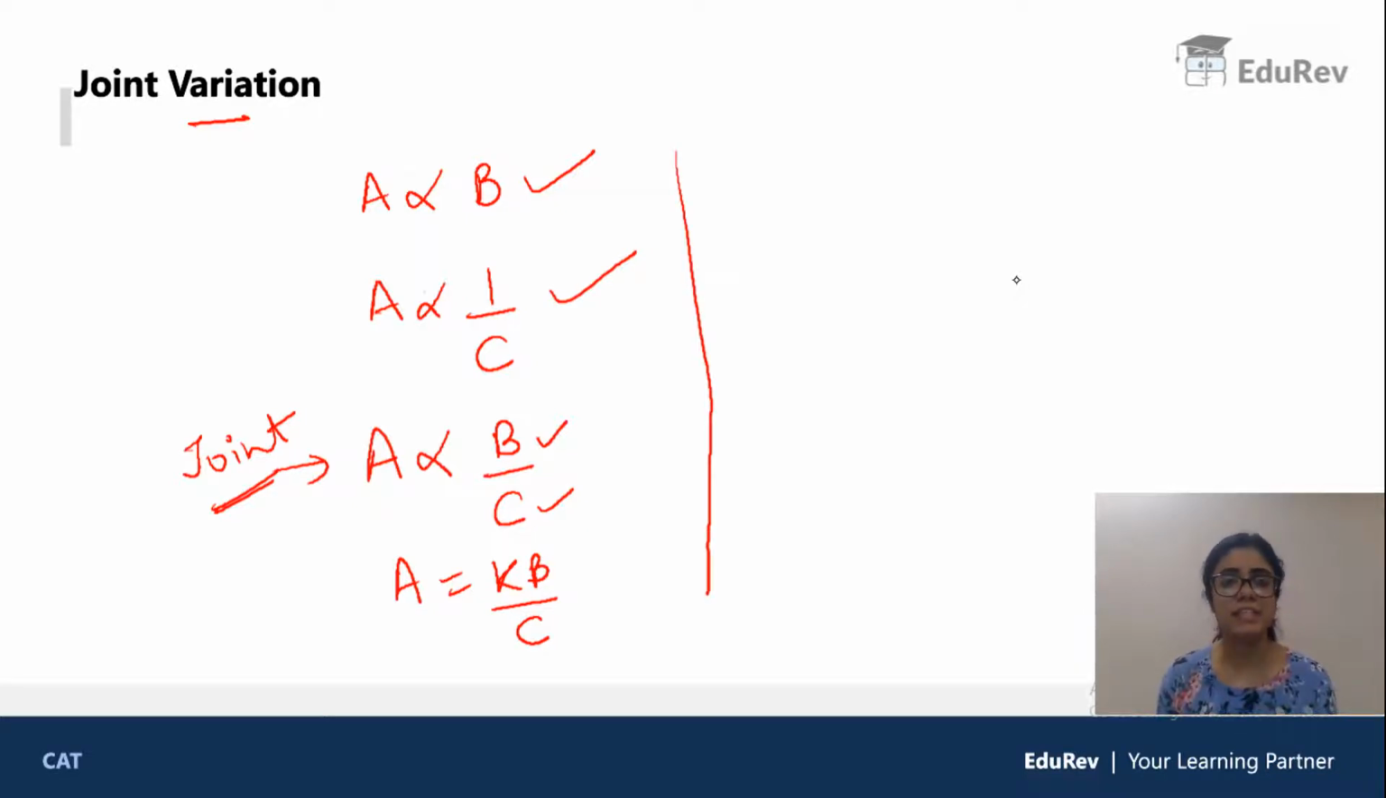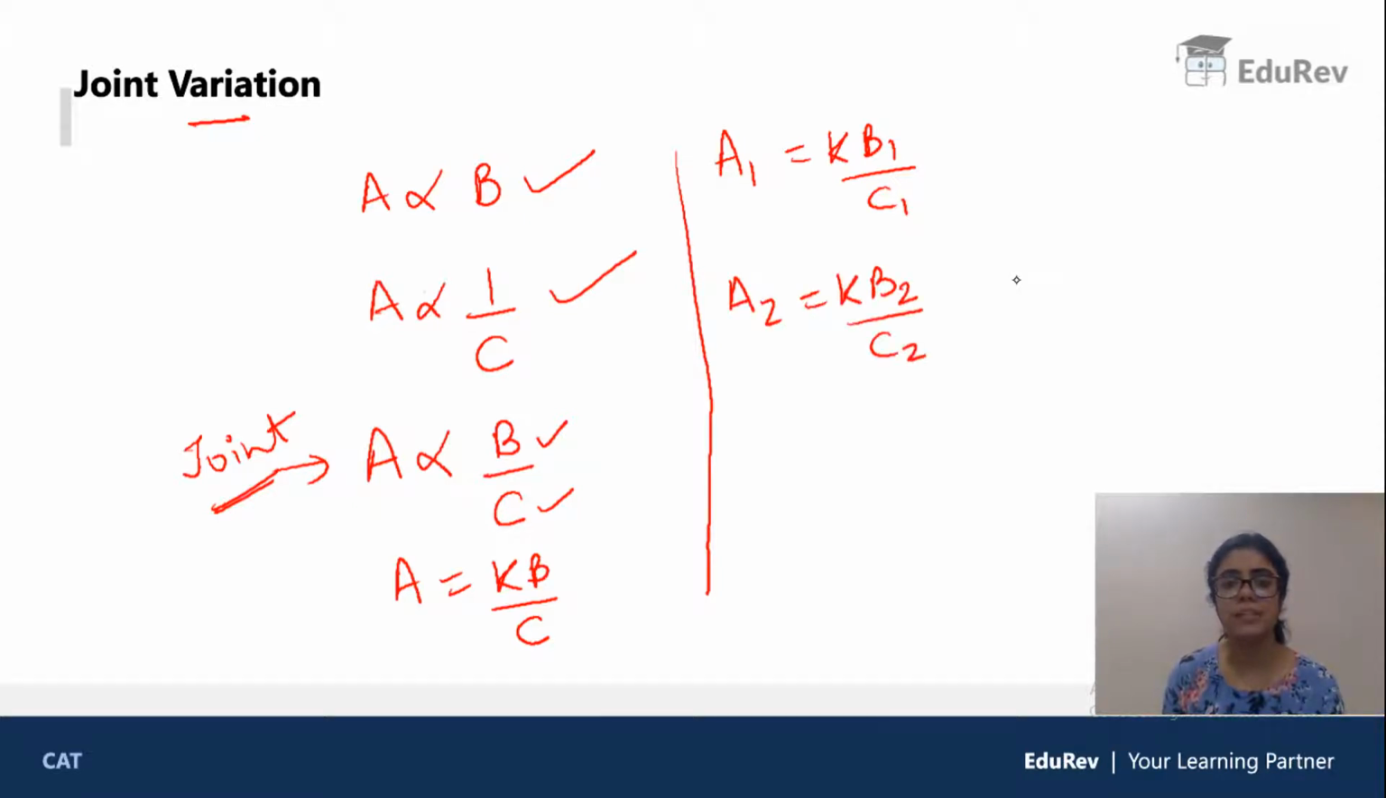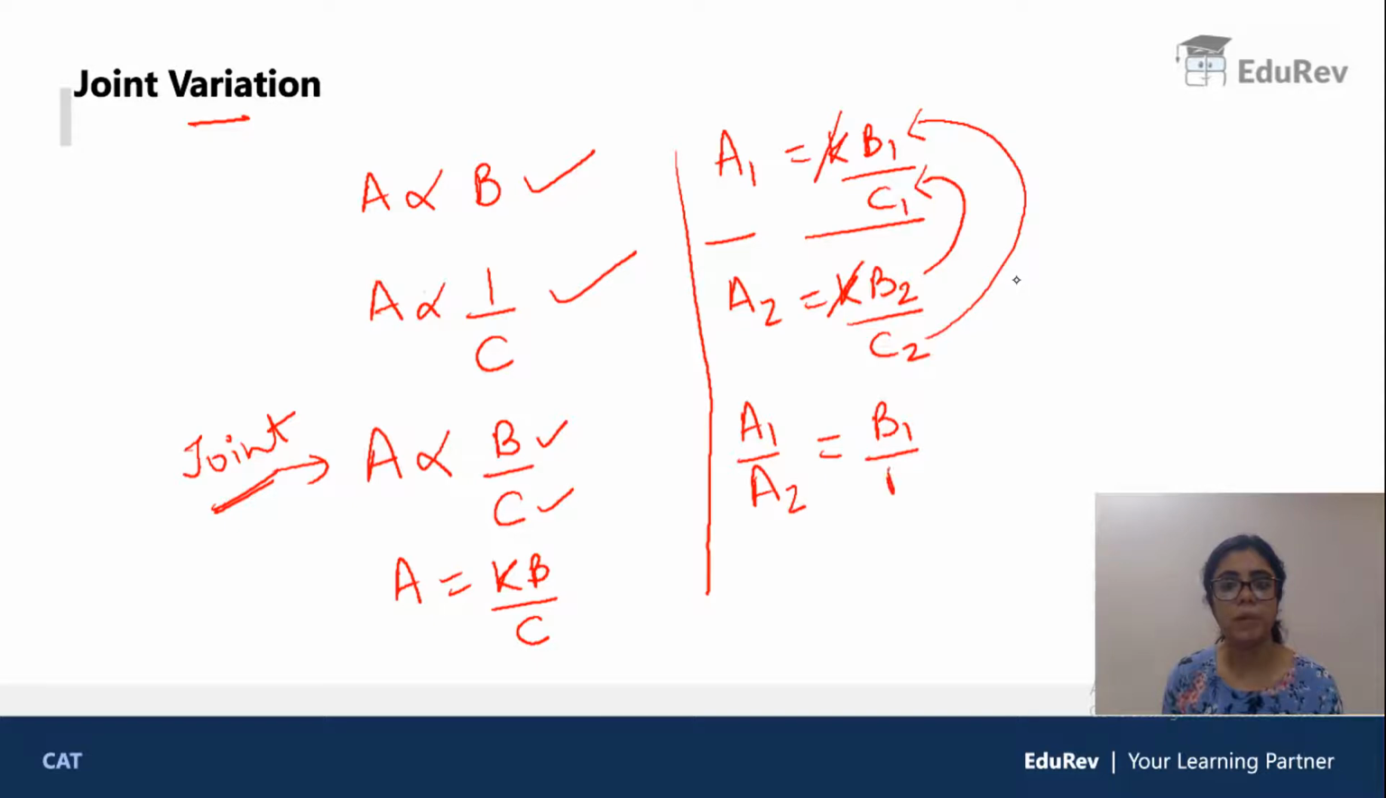Now again, like the previous cases, if I give you certain values, let's say A1 is equal to K B1 upon C1. Similarly, A2 is equal to K B2 upon C2. What do we do? We divide the two. So your K will get cancelled, C2 will go above and B2 will get multiplied with C1. So if I ask you what is A1 upon A2, that will be equal to B1 upon B2 into C2 upon C1 because C2 is going up. Okay? So A1 upon A2 is B1 upon B2. This is direct, and C2 upon C1 because it is inverse. So this is an example of joint variation.